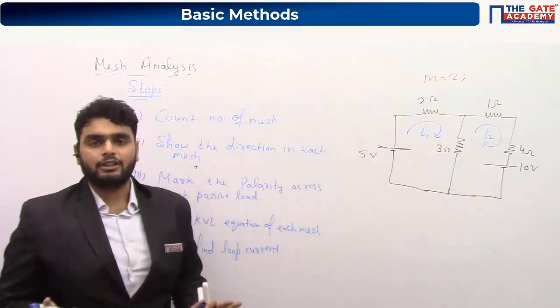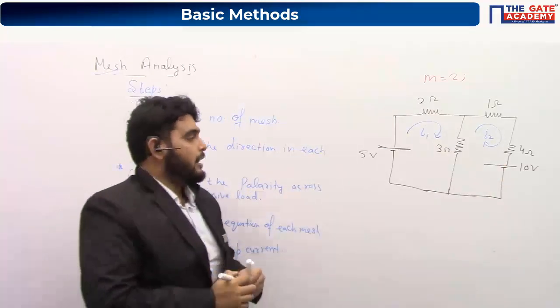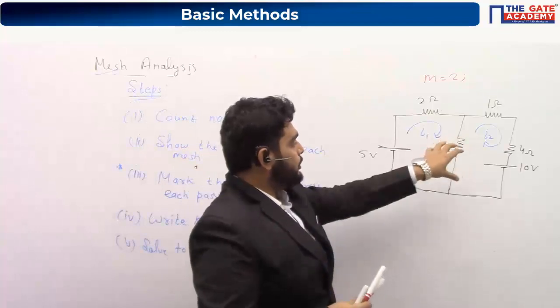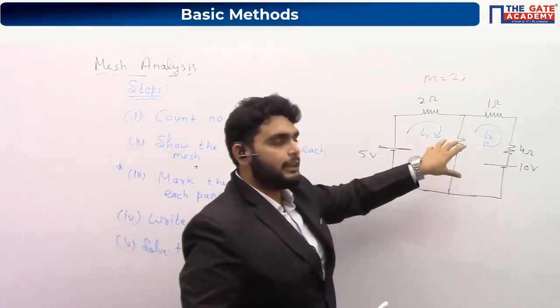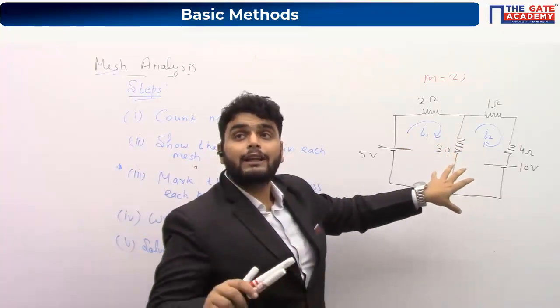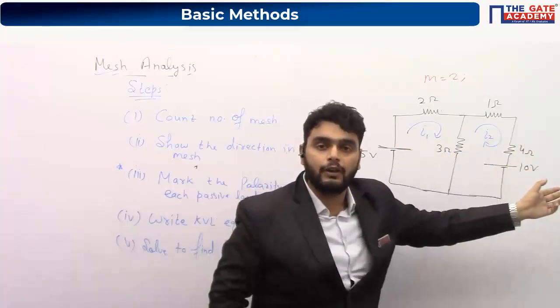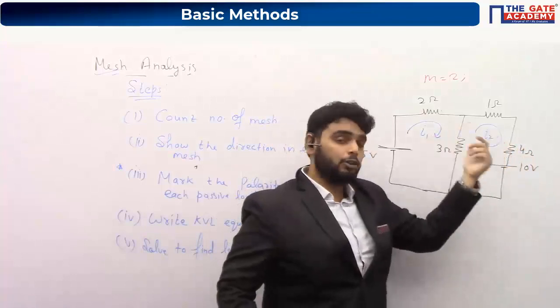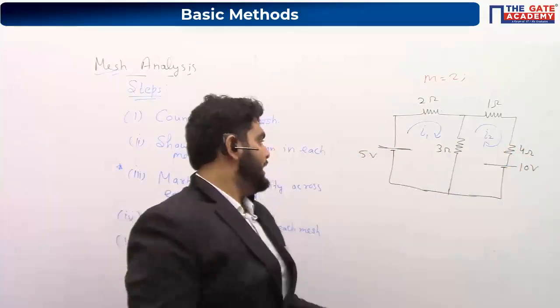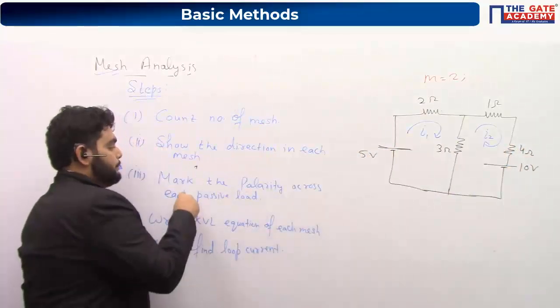You can show any direction, clockwise or anti-clockwise. What I follow is that I take both currents in a clockwise direction. You can take any direction. You can take this current as clockwise and this as anti-clockwise, or vice versa, or both anti-clockwise. No problem. Next step, this is an important step.